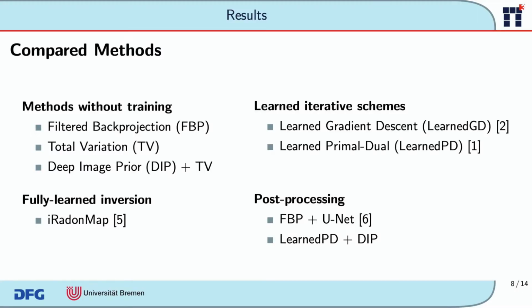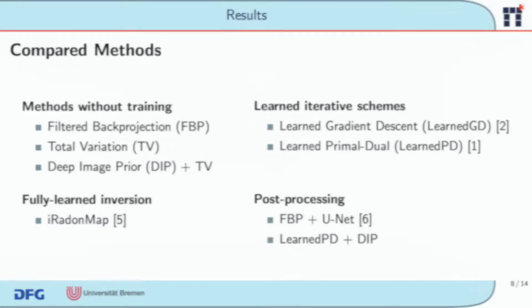Now we come to the heart of our study, which is the comparison of different methods on the 2 datasets. Here we include 4 different kinds of models. The first work without any training data. The second tries to fully learn the inversion process. The third are learned iterative schemes, which use unrolling to display the process as a neural network. And the fourth are post-processing algorithms.